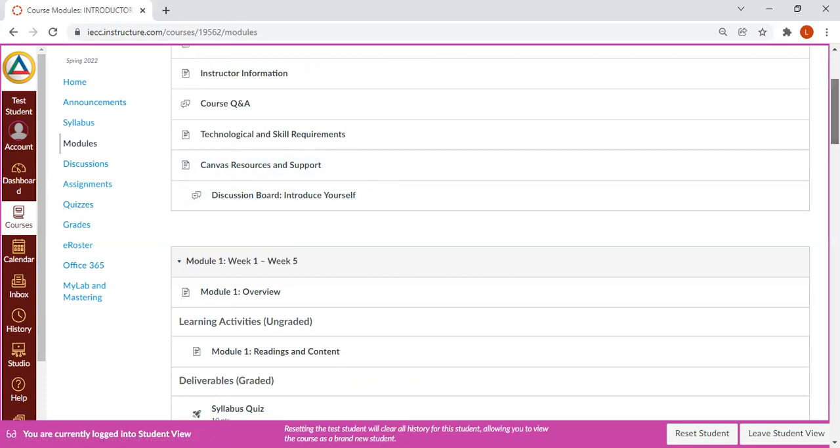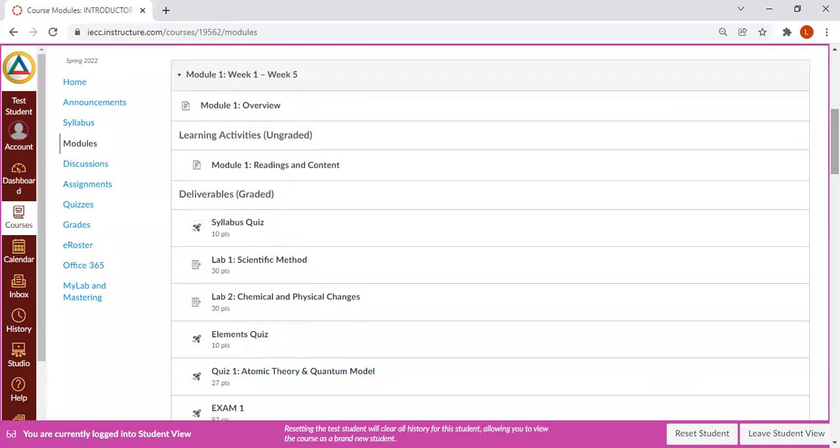All right, so now moving on. This course is broken up into 4 modules. Modules are the same things as units, okay?